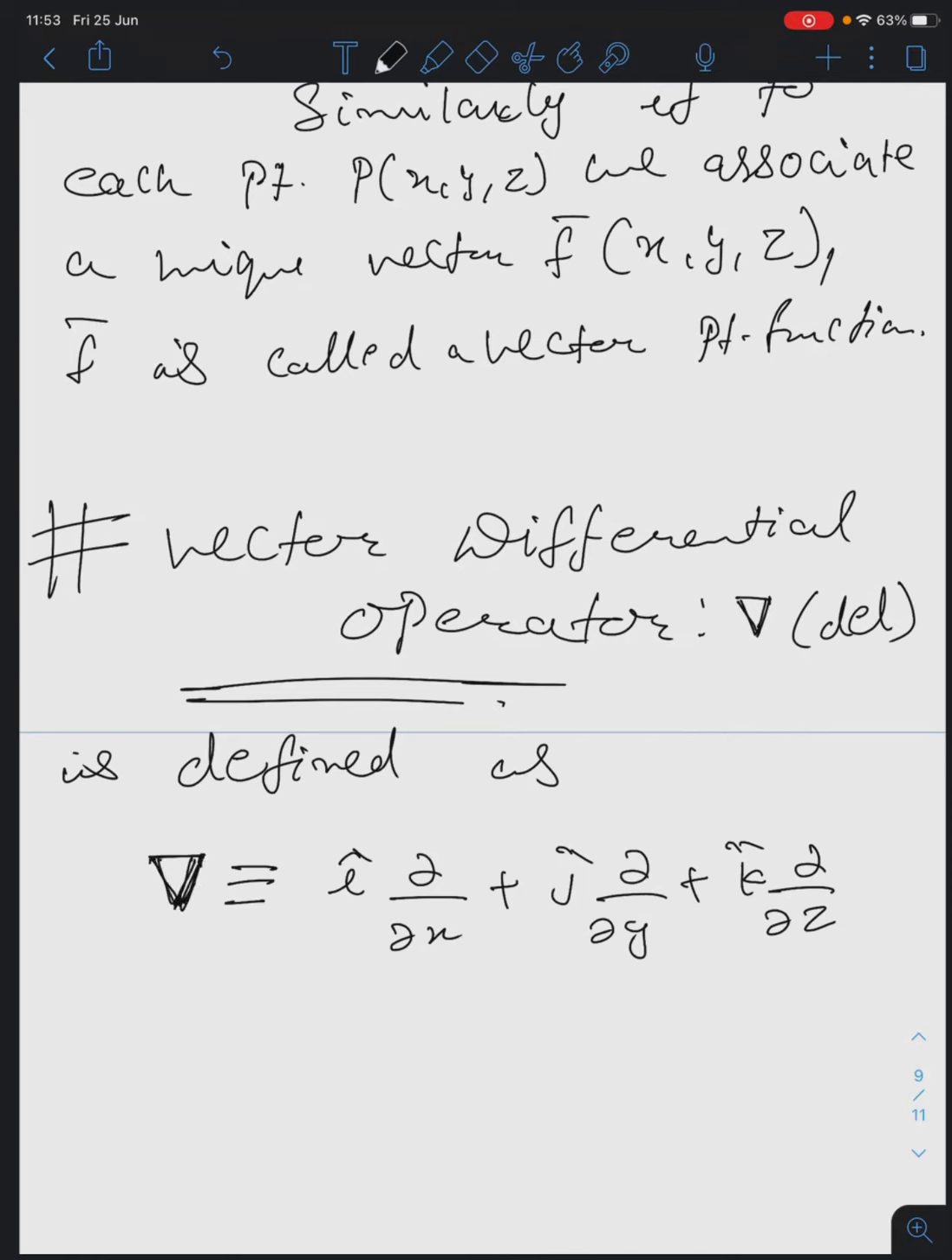So this reverse triangle symbol is a vector differential operator. You read it as del, and it is defined as i cap dou by dou x plus j cap dou by dou y plus k cap dou by dou z. Also, this operator possesses all properties similar to those of ordinary vectors as well as the differentiation operator.